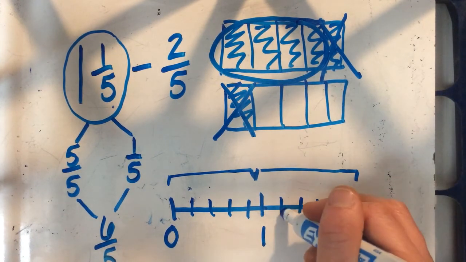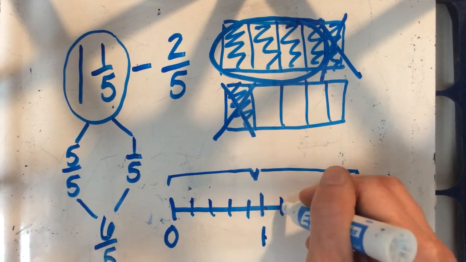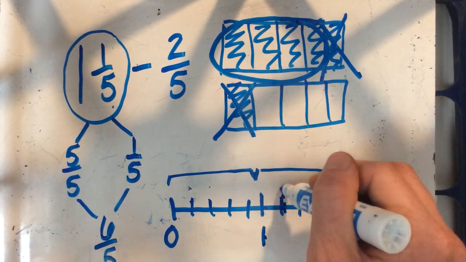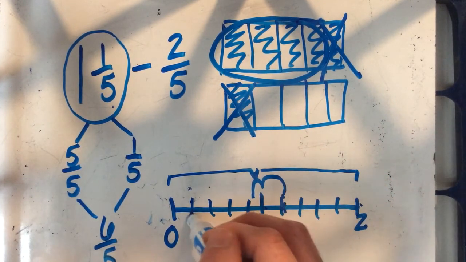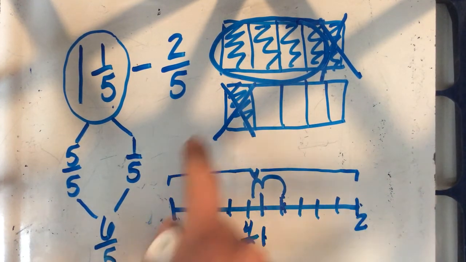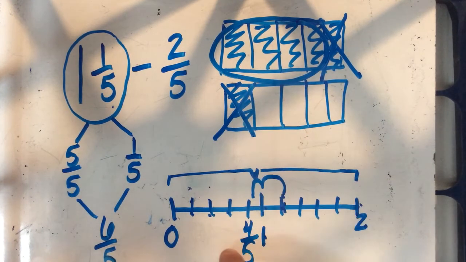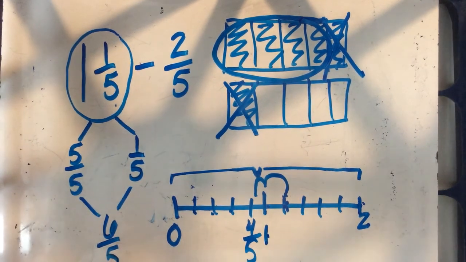So I started here with 1 and 1/5. Here's my 1 and 1 more fifth, and I subtracted 2/5. So I'll go back 2/5, and I do land at 1, 2, 3, 4/5. So either way you do it, with just our number sentence, or with a tape model, or a number line, we'll always arrive at the same answer.